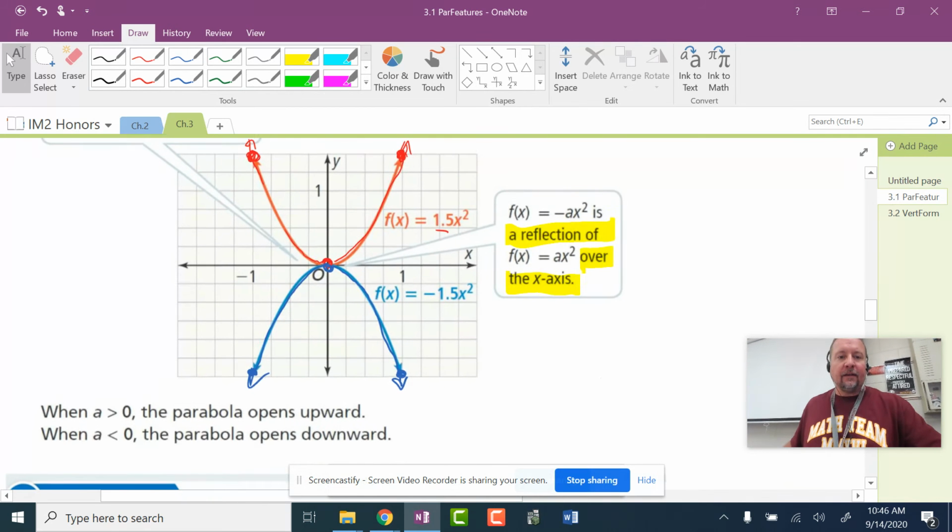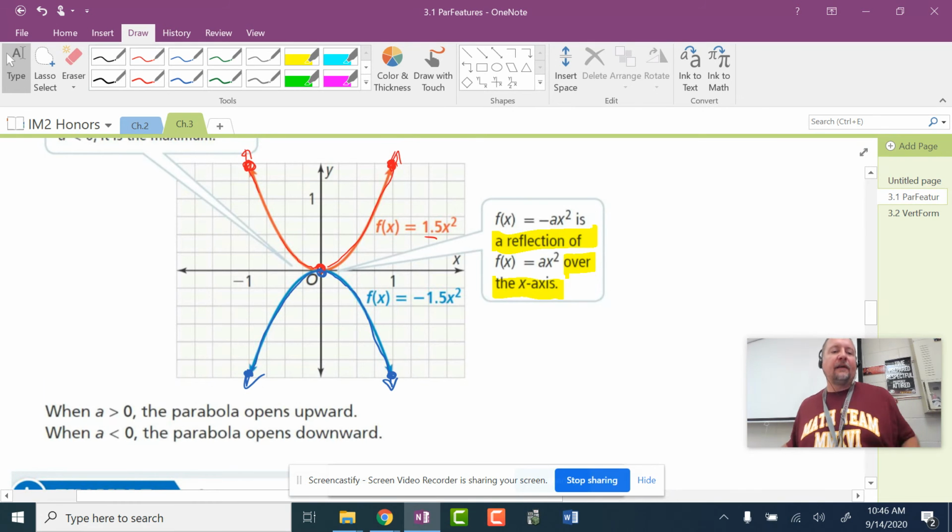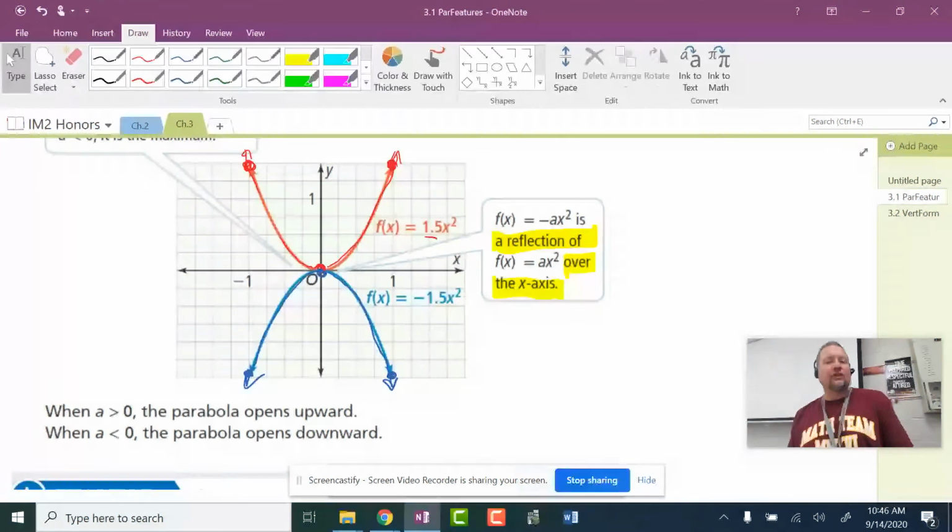All right. But then there's the general rule. If a is greater than 0, the parabola does open upward. If a is less than 0, it opens downwards. We do like to call that a reflection over the x-axis, though. So go ahead and take a minute to take that down. Any questions, feel free to fire away on the mic.